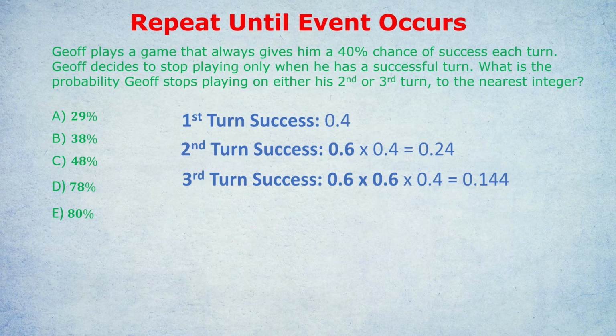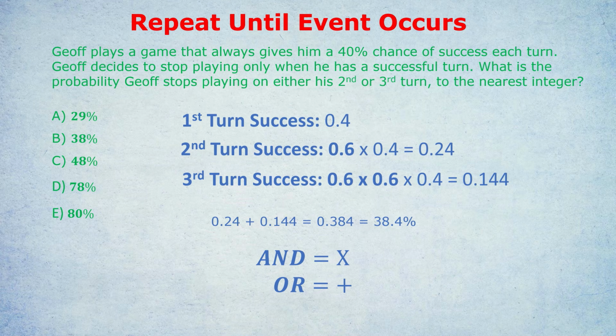And now we can simply add these results depending on what they want. Do they want success on the second turn only, or on any of the first three turns? No, they wanted success specifically on either his second or third turn. Or is add, so we add the 24 and the 14.4, so that's 24% plus 14.4%, giving us as a decimal 0.384, or as a percentage 38.4%. To the nearest integer, that is of course B. And I'll confess these are probably my favourite type of probability questions, where you keep going until a certain thing has occurred.